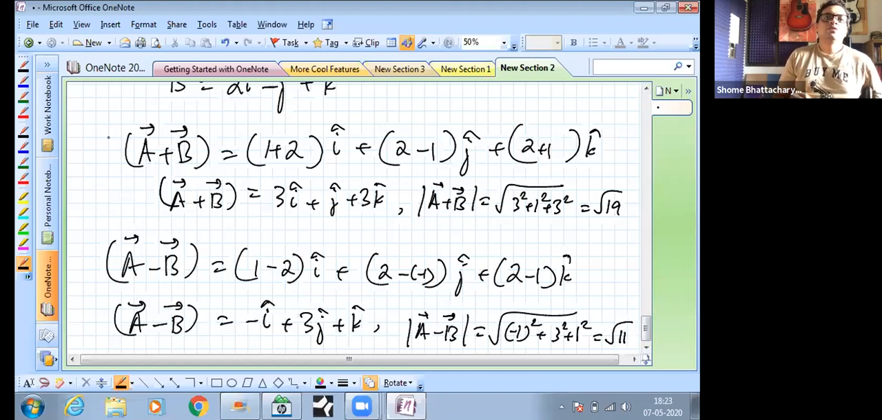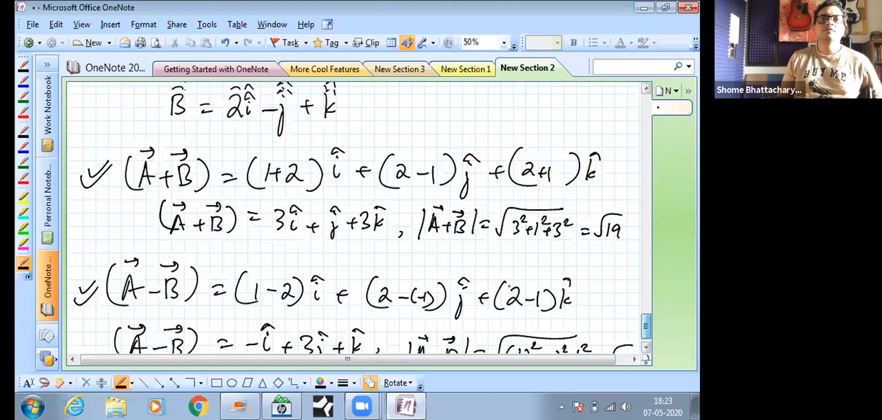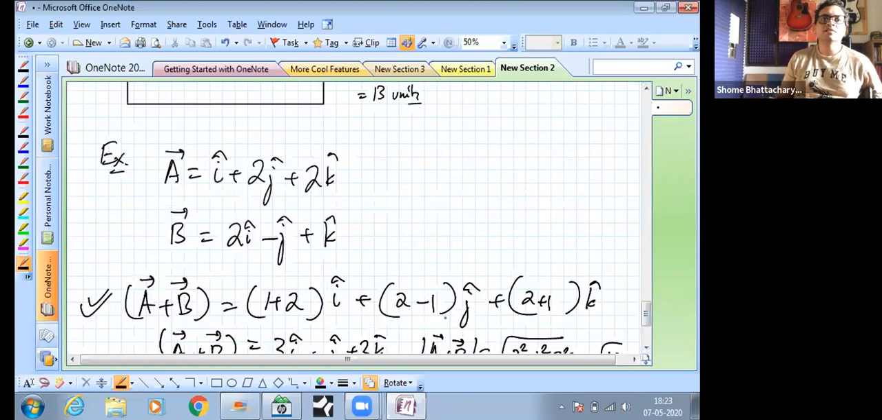Okay, so that is how we do sum of two vectors and difference of two vectors. It's just like we did for the two-dimensional system, but now we're just adding the third component. So just like we had ax plus ay, bx plus by, now we also have az plus bz or az minus bz in case we're doing addition or subtraction.